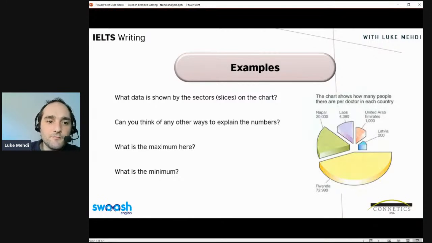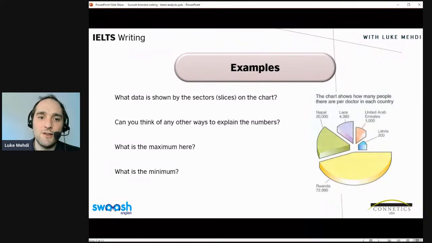Next one. Now, be really careful with this word segments. Segments are not the same thing as sectors. People often get them confused. What is shown, the slices on a pie chart, are sectors, not segments. So be really, really careful if you're using the word segments in these pie charts. It doesn't mean what you think it means.